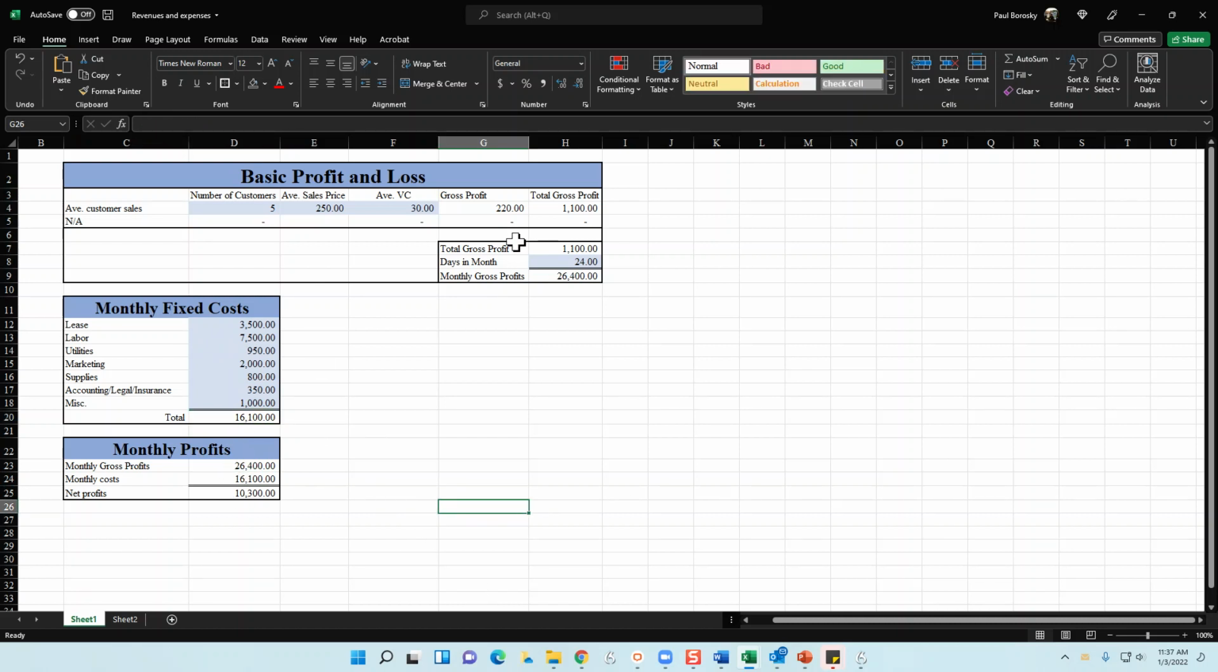Once you have your revenues brought down and your monthly fixed cost included in this segment, you're then going to subtract your monthly costs from your monthly gross profits, and it's going to give you your net profits.